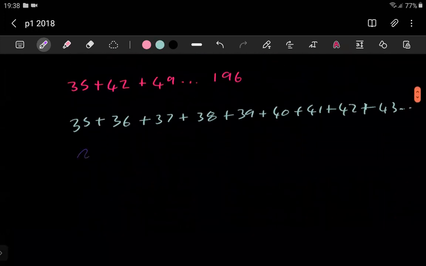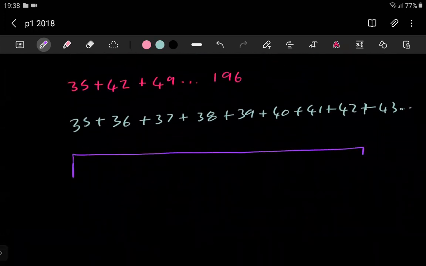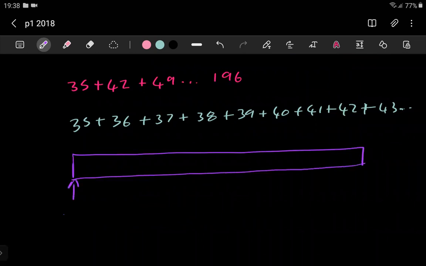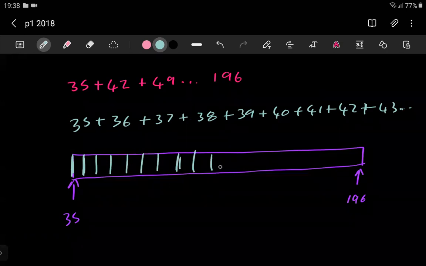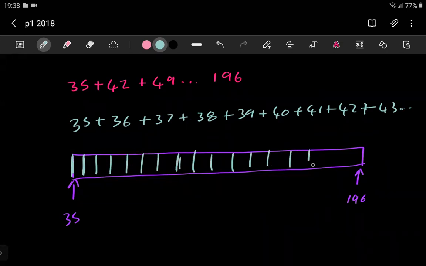So what you're trying to think of is you have all these numbers, right? From 35 all the way until 196. Now what you want to remember is amongst all those numbers, you have a number that's divisible by 7 here, and then somewhere here another one is divisible by 7, and then another one, and another one, going on and on. You have all these numbers here that will be divisible by 7. All of them, all the way until 196.